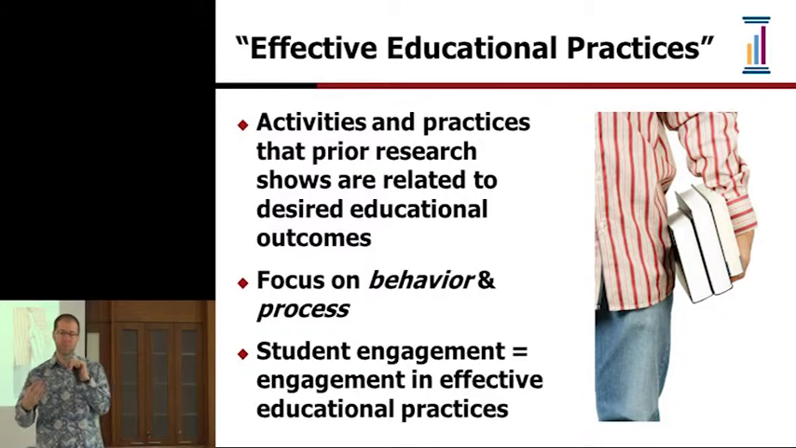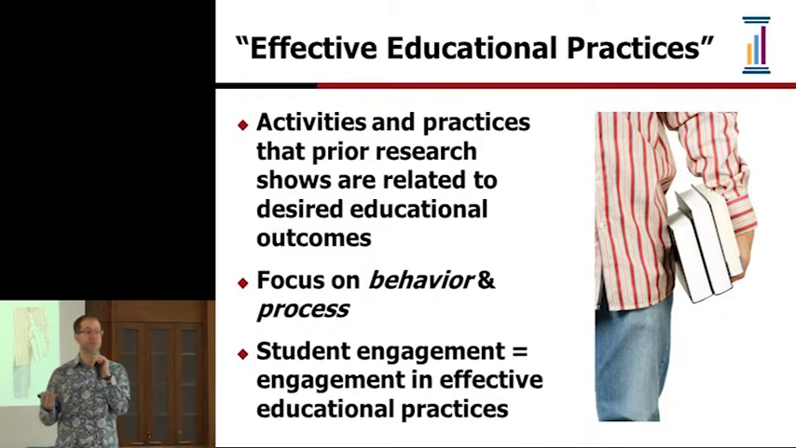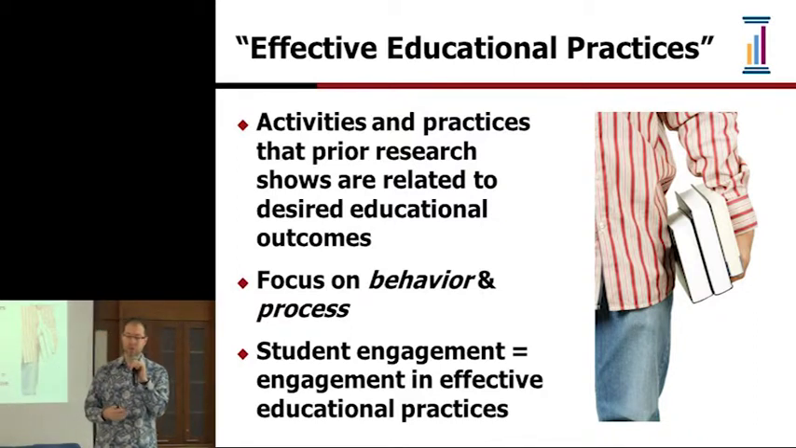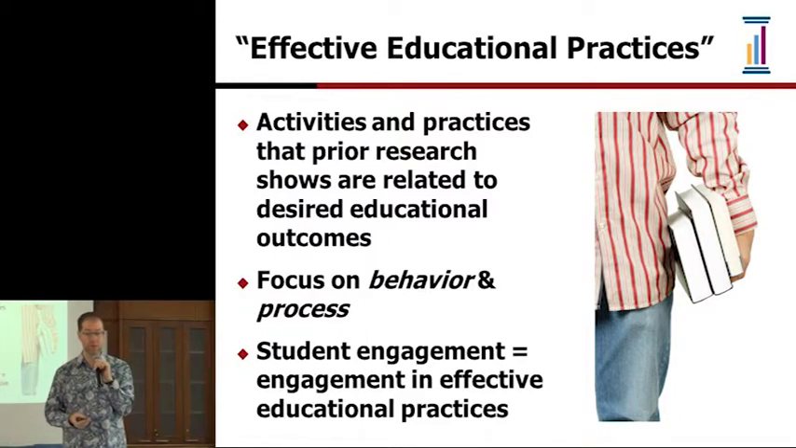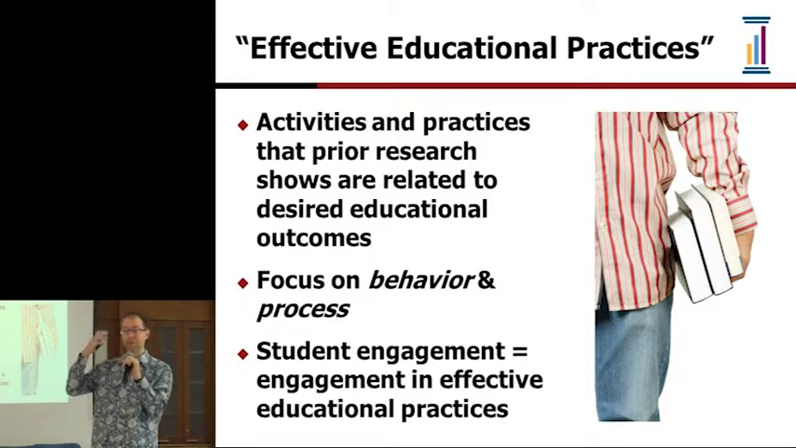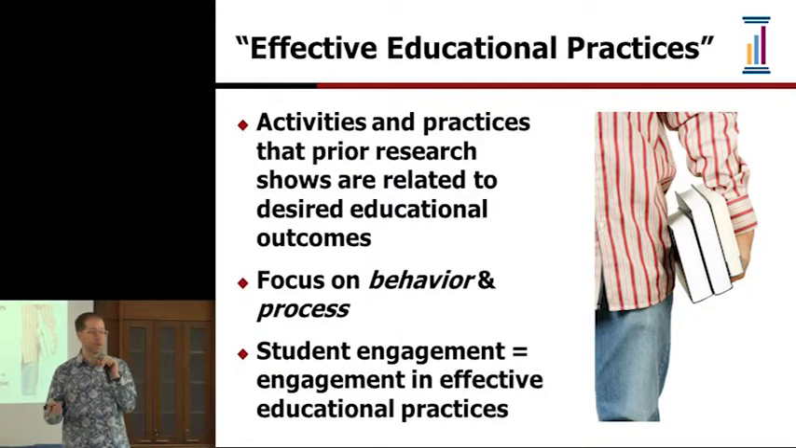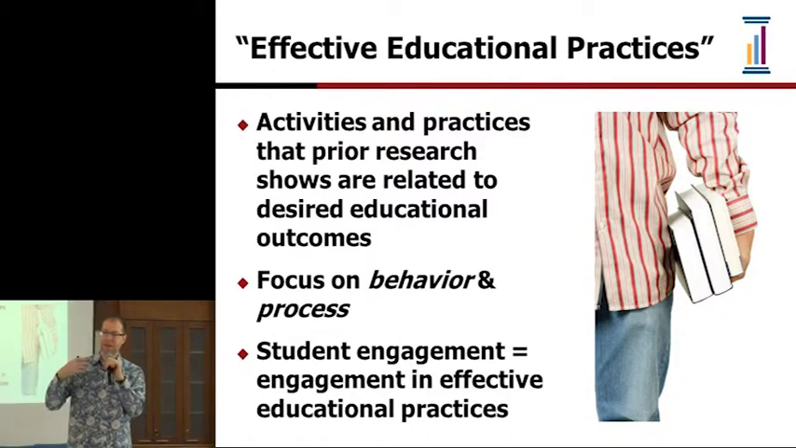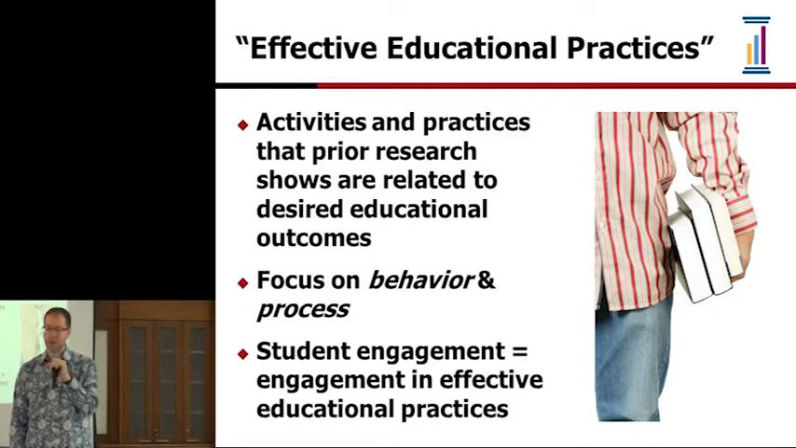First of all, it's important to understand the notion of effective educational practices. We use this phrase to talk about activities and practices that research, and that research is mostly based in the US, shows are related to desired educational outcomes. So the kind of outcomes: critical thinking, being able to get a job, being a good member of society, the kind of outcomes that universities are supposed to produce in their graduates.